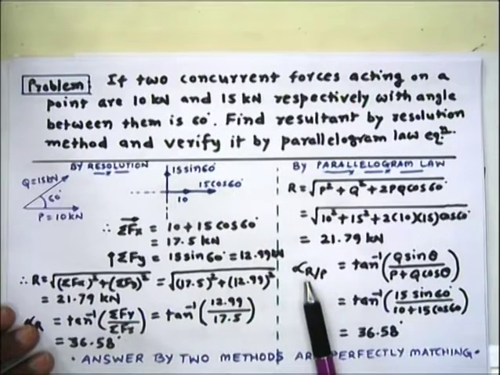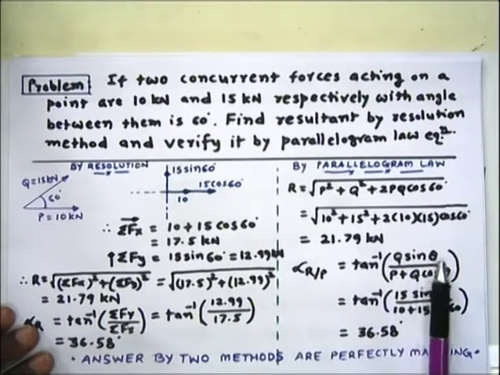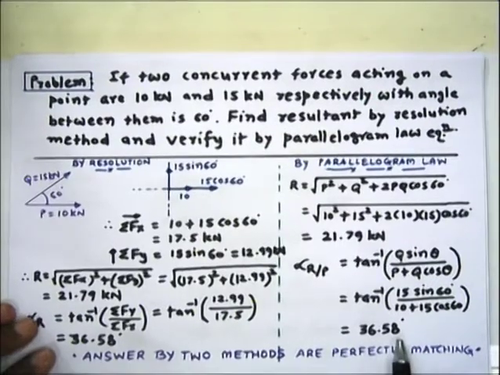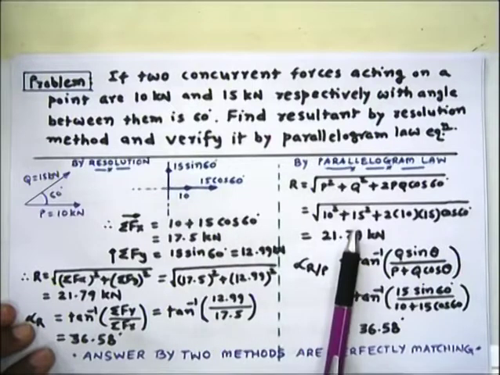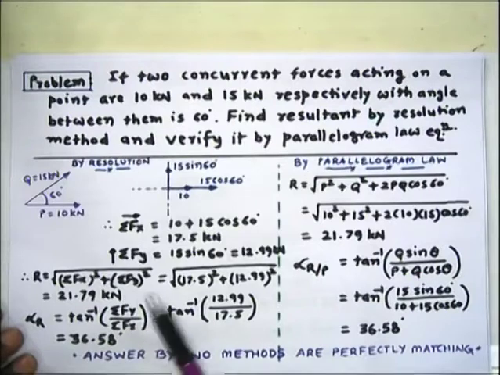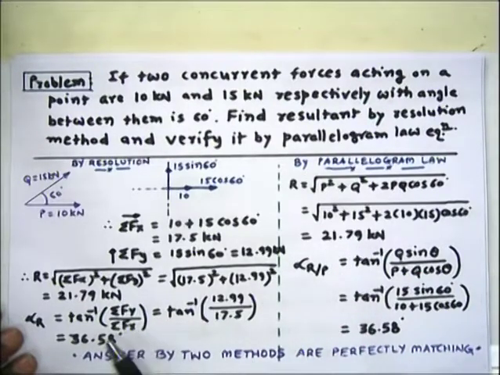Direction, that is alpha of resultant with P, is tan inverse of Q sin theta divided by P plus Q cos theta. Putting values we will get angle 36.58 degree. Now you can compare the results by resolution method and parallelogram method. Here resultant was 21.79, while here is also 21.79. Alpha R is 36.58, and here alpha R is also 36.58.